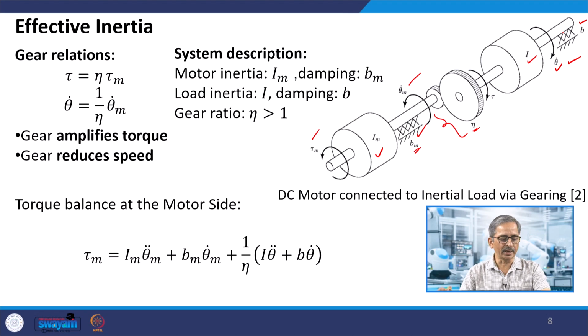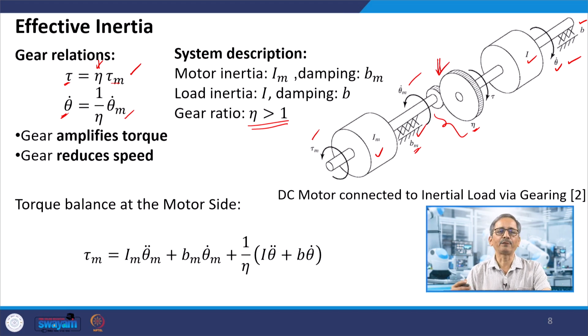Here in the gear we know that we are going to have the amplification of the torque. If eta is the gear ratio, the torque at the load side is going to be eta times that of the motor torque, and the angular velocity is going to be reduced, so theta m dot by eta. Here I am assuming that my eta is greater than 1, as you can see also in this figure.